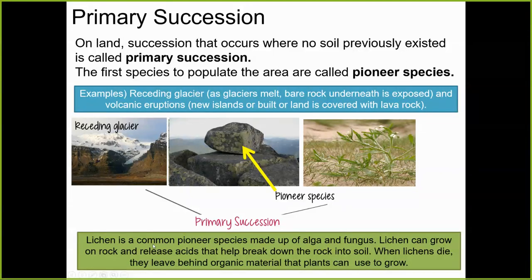Lichen, which is like a moss, is a very common pioneer species, and it's basically algae and fungus. Algae and fungus, lichen, will literally eat rock, and the rock breaks down and starts to form soils. And that is the first step in creating soils and creating biodiversity.